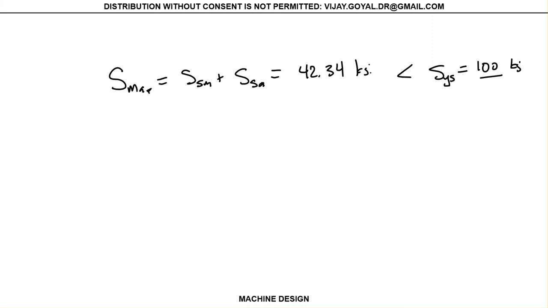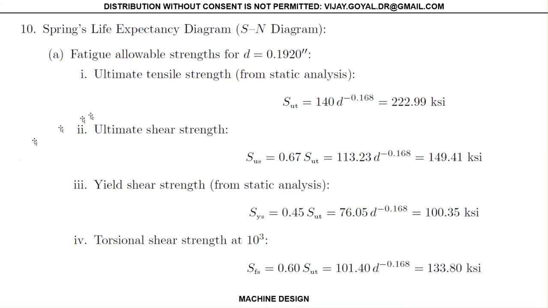Your next item, now you want to do your spring expectancy diagram. To do this diagram, you want to calculate all these values. We already found this. Find the ultimate strength, your yield strength. We already found this. So I need this value and I need this value for your SN diagram.